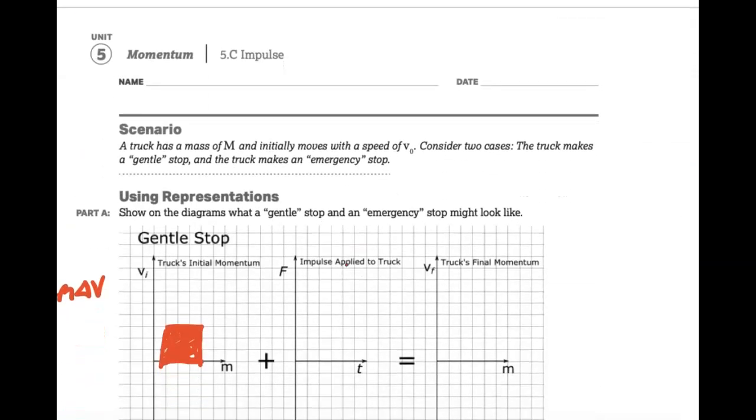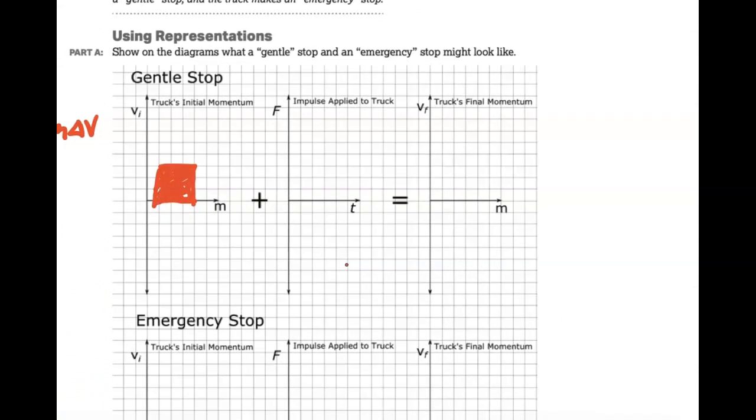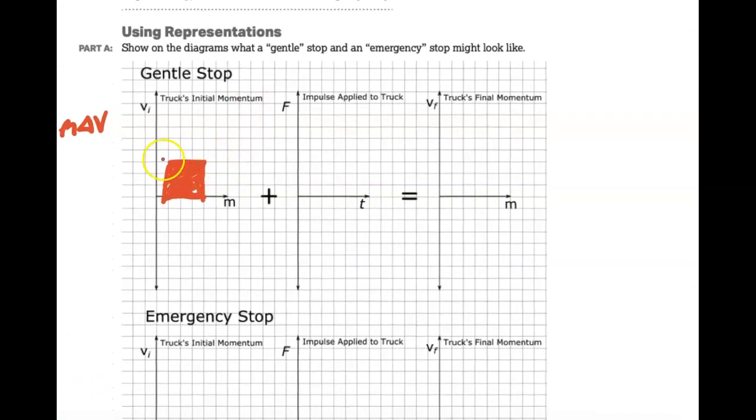The next one, when you look at this one, we have a truck and it has an initial momentum. So what I did is I just said, well, it's got 3 units of speed and it has 1, 2, 3 boxes for mass. If I need to stop it, then I've got to have the same area here. So I have to say I have the same area. Now, if I'm going to a gentle stop, I have a long period of time. So what I'm going to do on this one is give it a long period of time. So let's start here and go over 1, 2, 3, 4 boxes.